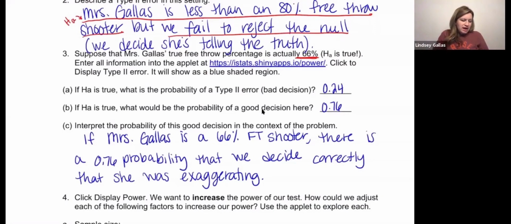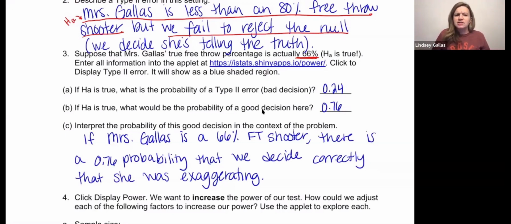Okay, so in part A, we are asked if HA is true, what is the probability of a type 2 error? So that we got from the applet. They told us it was 0.24. Now in B, it says, okay, well, if the alternative is true, what is the probability of a good decision?